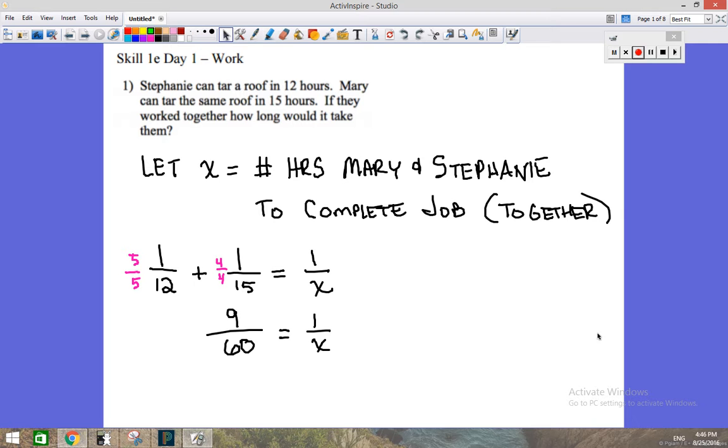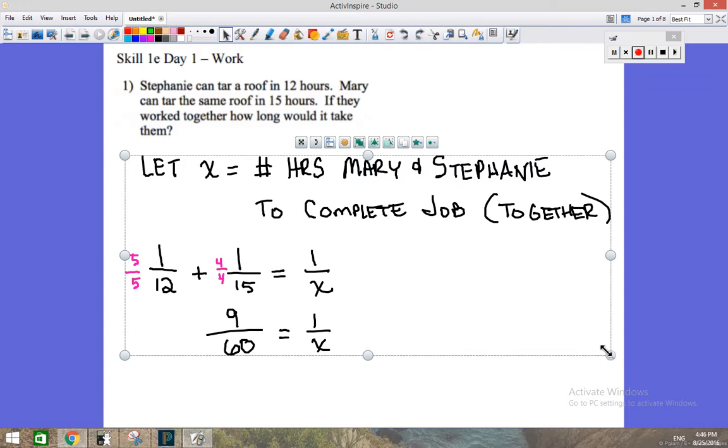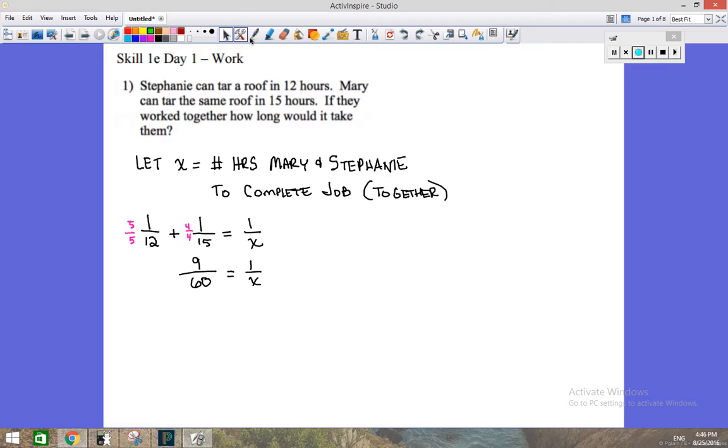The calculator is going to give you your fraction in lowest terms. Both of these numbers are divisible by 3. So 9 divided by 3 is 3. 60 divided by 3 is 20. If I take the reciprocal of each side, if I flip the 3/20, I've got to flip the 1/x. So I get that 20 divided by 3 is 6 2/3 of an hour.